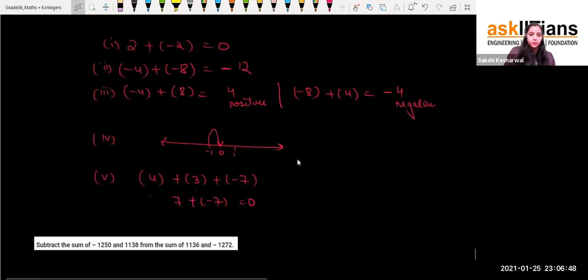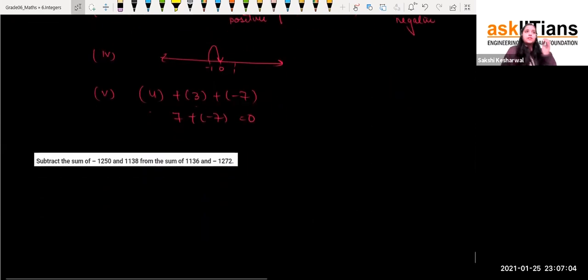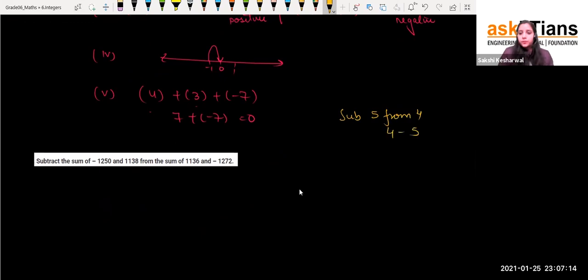Now, this is a question given. Subtract the sum of -1250 and this from the sum of this and this. So you have to find the 2 sums separately, and then subtract. As we know, if I say subtract 5 from 4, it means you will write 4 minus 5. So first you have to find the sum of these two numbers.